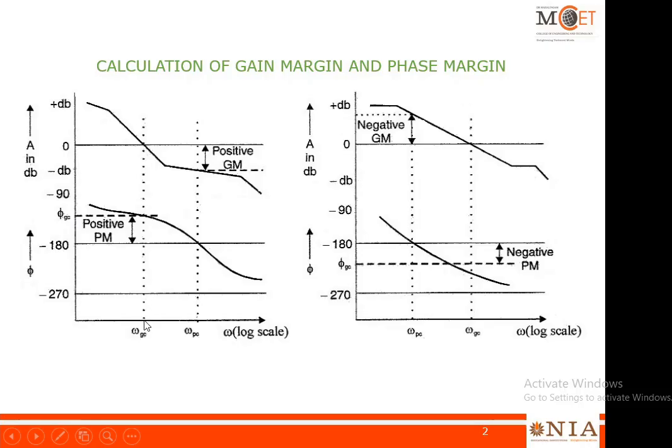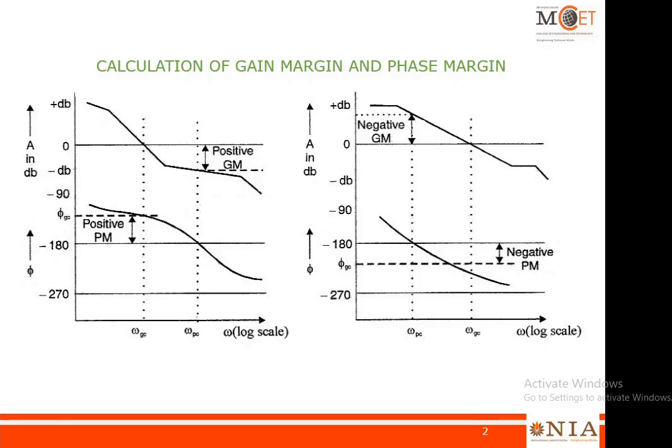Suppose I start from omega GC, it cuts the curve at this point, and the corresponding phase, let it be minus 120 degrees. Somewhere here is minus 90 degrees, here minus 180 is, so let us take this point as minus 120. phi GC is equal to minus 120 degrees. So phase margin is equal to 180 degrees minus 120 degrees, that is 60 degrees.